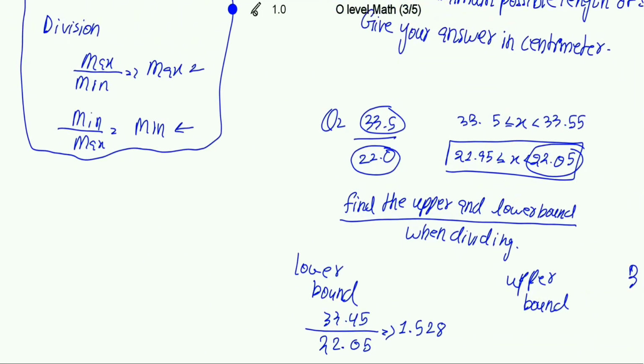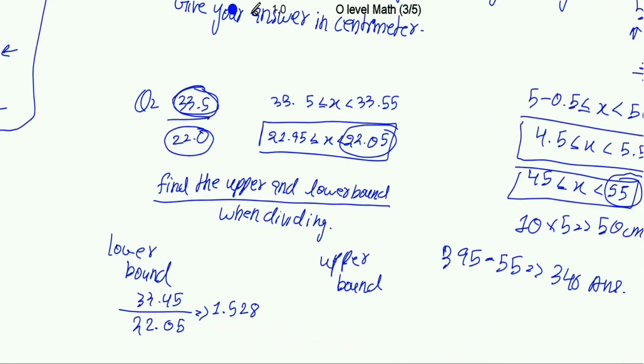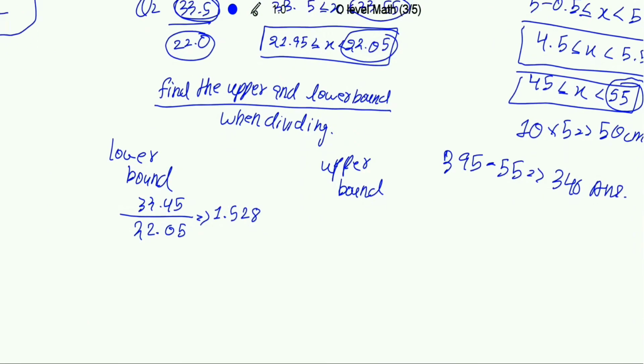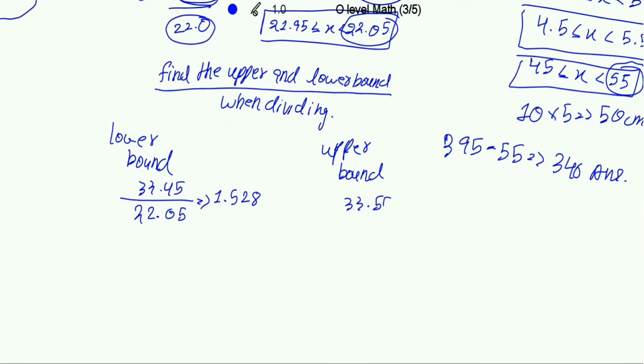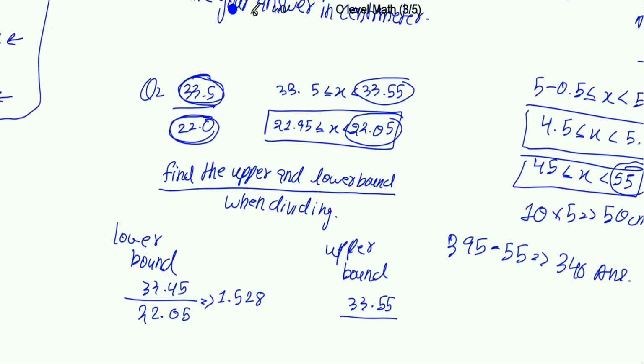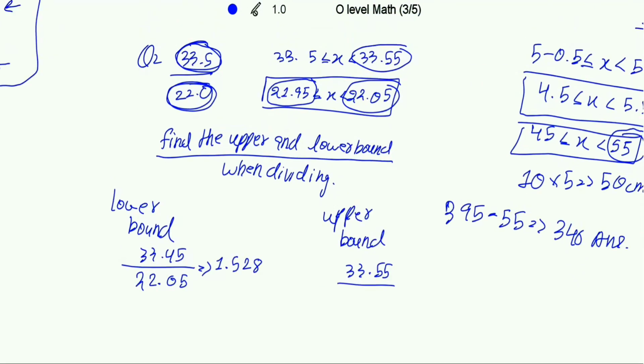How to find the upper bound? We're going to use this one: maximum upon minimum. What is the maximum of this number? The maximum of this number is 33.55. So 33.55 upon, and what is the minimum of this number? The minimum of this number is 21.95.